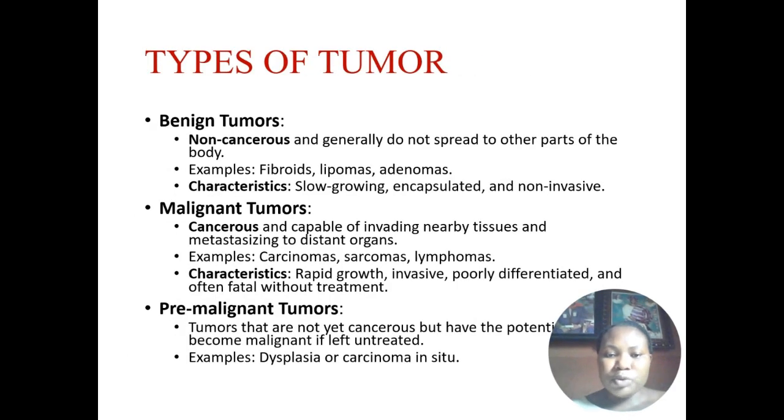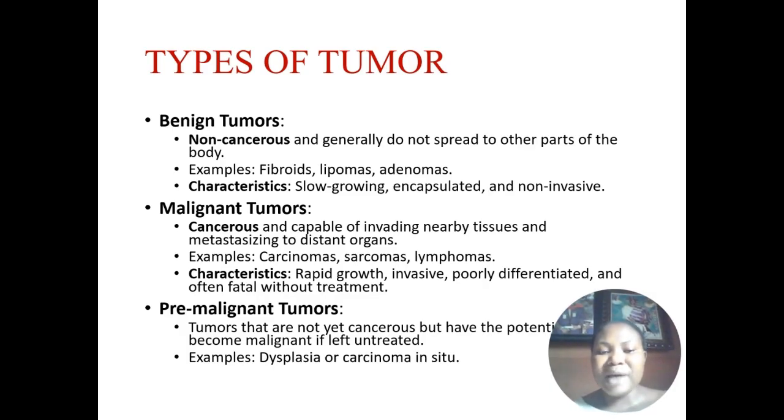What are the types of tumor that we have? We have the benign tumors. Benign tumors are non-cancerous and generally do not spread to other parts of the body. Examples are fibroids, lipomas, adenomas. They have slow growth, they are encapsulated, and they are non-invasive. Those are the characteristics of benign tumors.